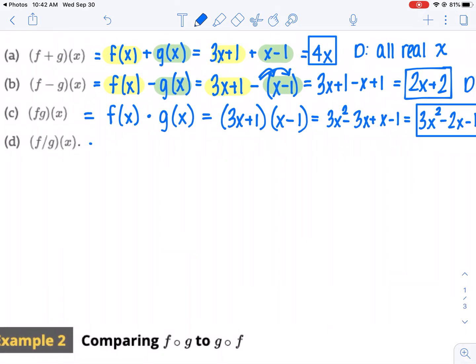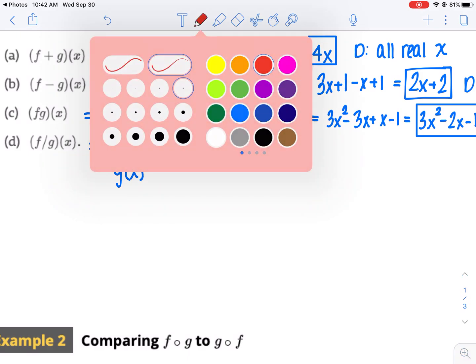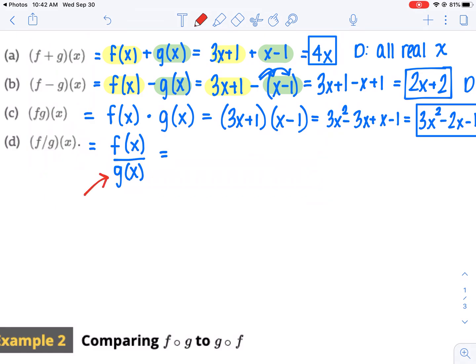Last one is now division. You're going to take your f of x and divide it by the g of x. Now, this is something we have to be careful of. We have to remember denominators cannot be 0. So whatever we get, we need to know that denominator cannot be 0. Writing the two functions, I get 3x plus 1 in the numerator, x minus 1 in the denominator. There's no GCF, nothing to be able to cancel, so this is actually my final answer.